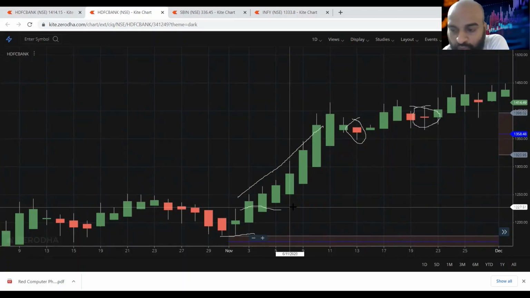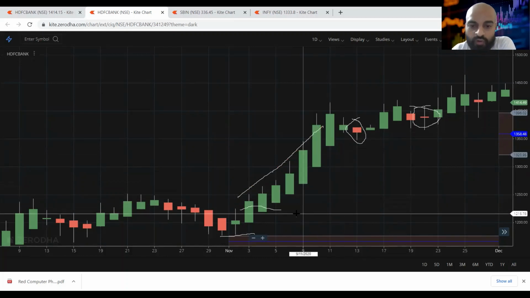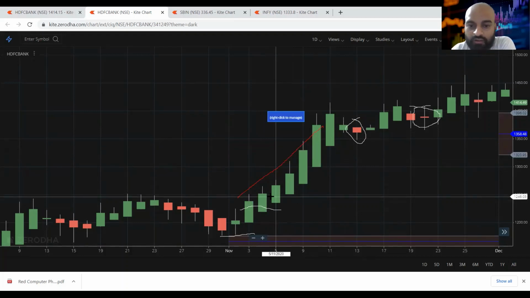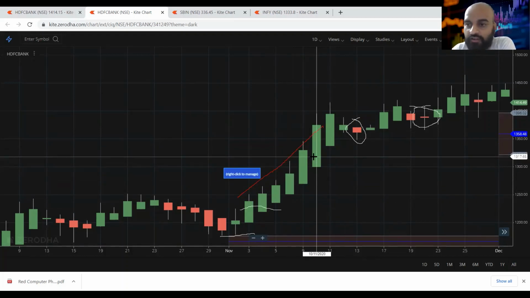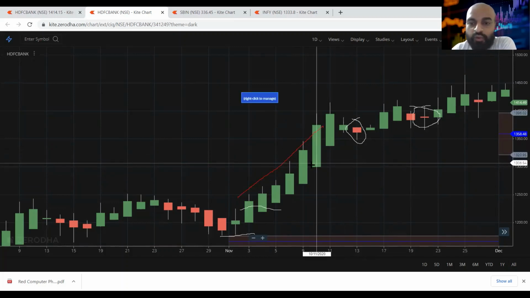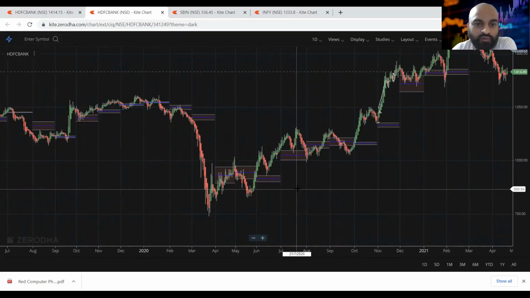So if you are entering somewhere around 1227 in HDFC Bank, and it goes to somewhere around 1257, you have 100 points. That is a wonderful return for maybe a 4 to 5 trading day trade. So this way you can plot the graph. Again, you need to check it out.